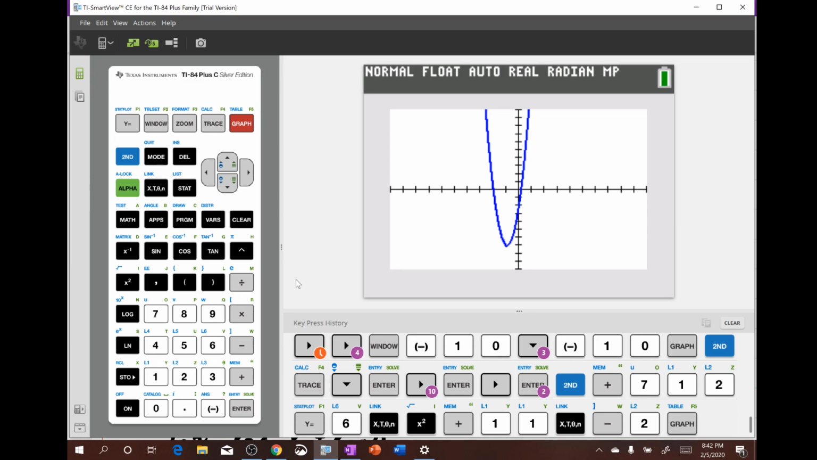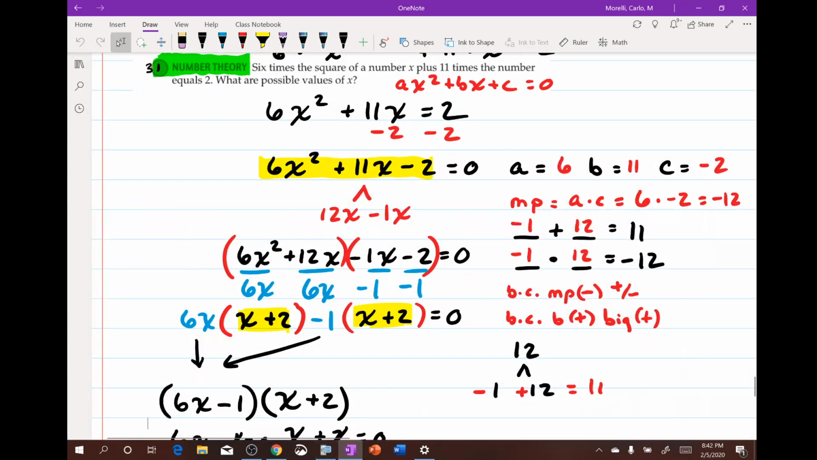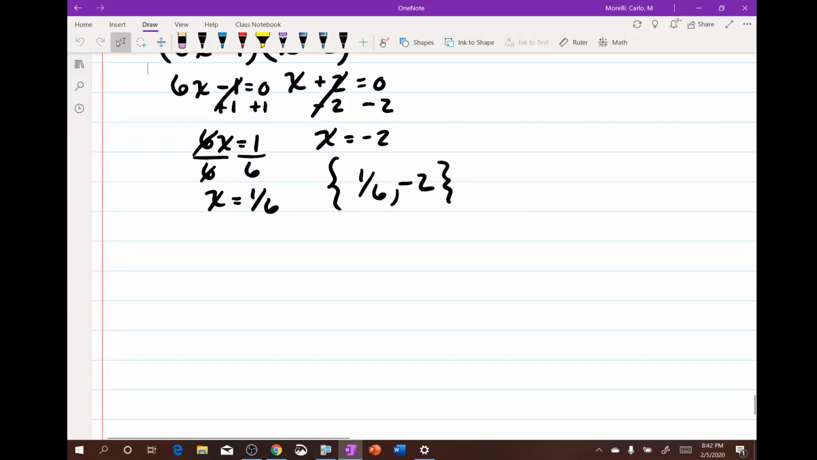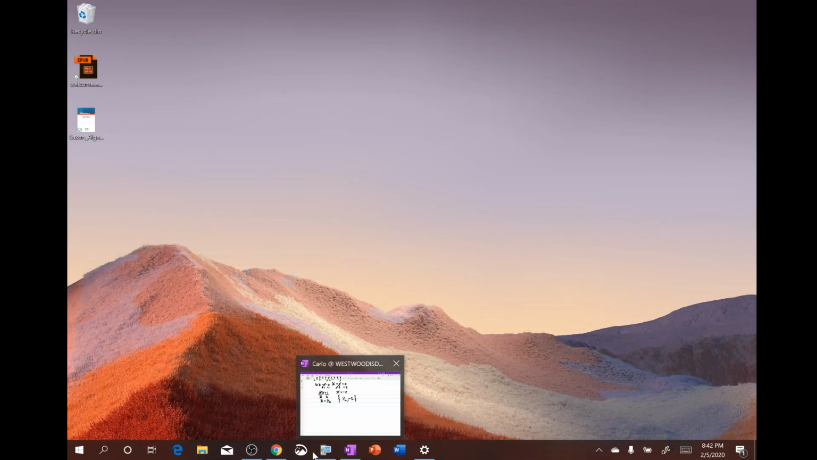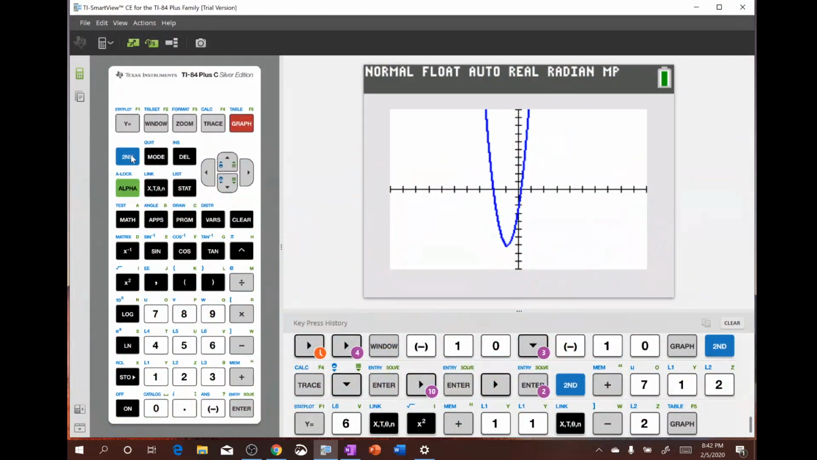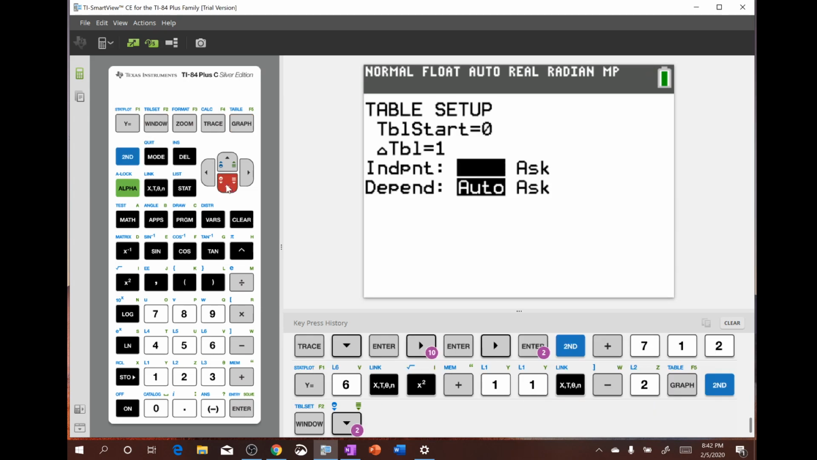And what we want to do is just check our values. All right, we already got the values, 1/6 and negative 2. Remember when we plug them in, they should produce y values of 0. That's because they're called zeros. So I'll use this one this time, one of the multiple solving methods. Change the independent from auto to ask under second window. So you hit second window, change independent from auto to ask, and then hit second graph.